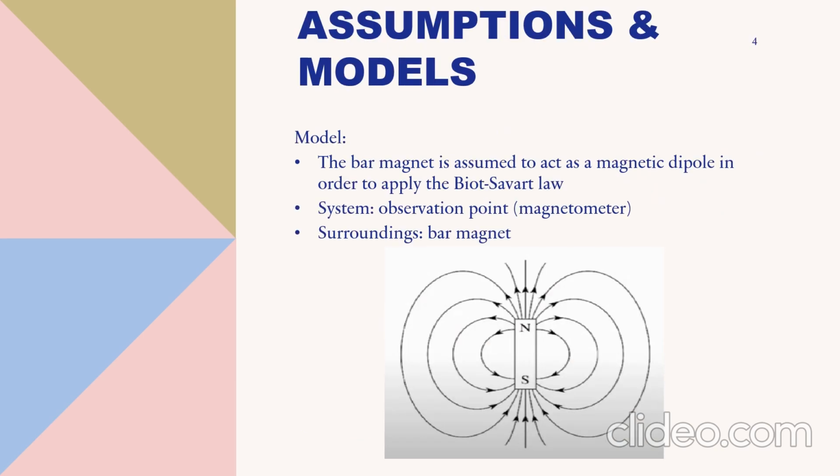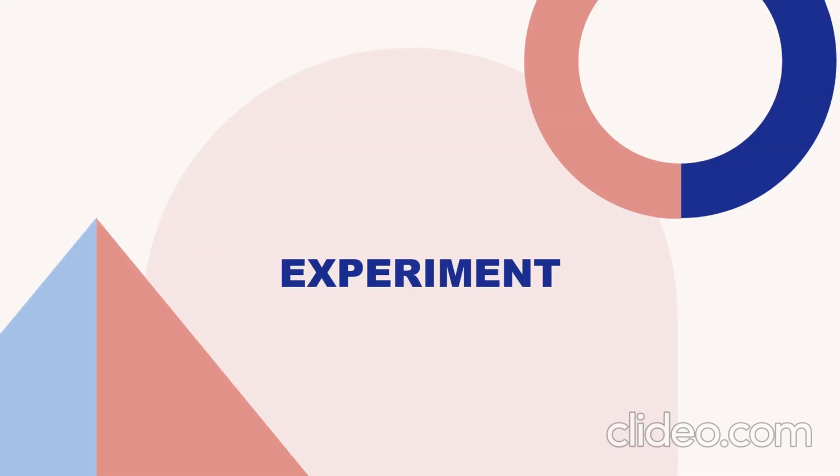Assumptions and models. The model used: we used a bar magnet to act as a magnetic dipole in order to apply the Biot-Savart law. The system would be the observation point, which would be the magnetometer, and the surroundings would be the bar magnet. Now on to the experiment.